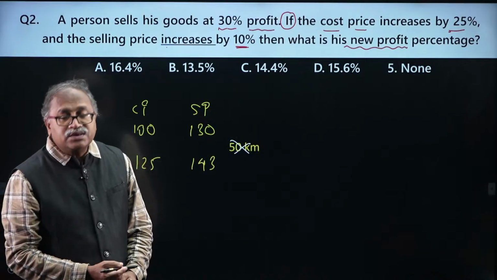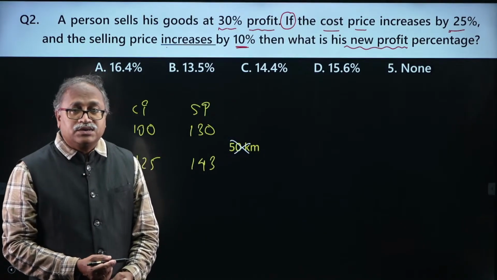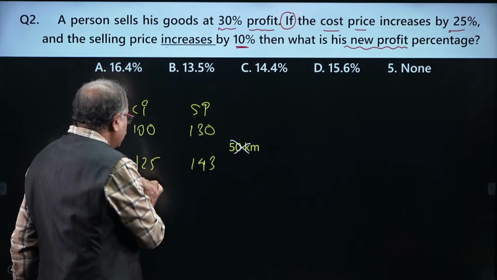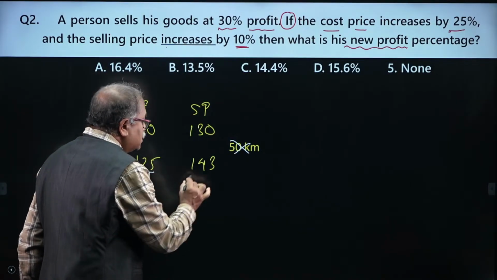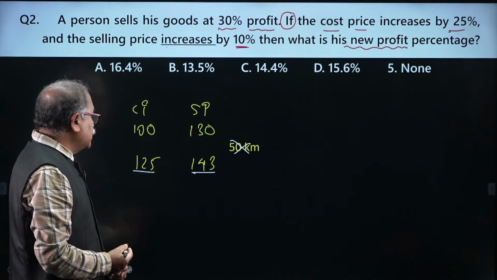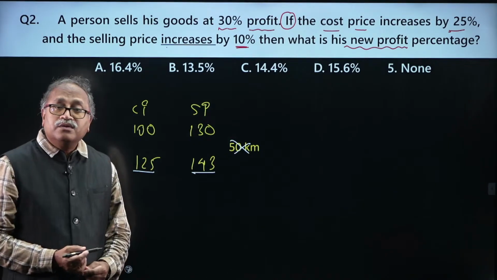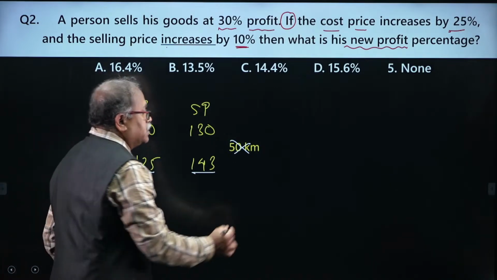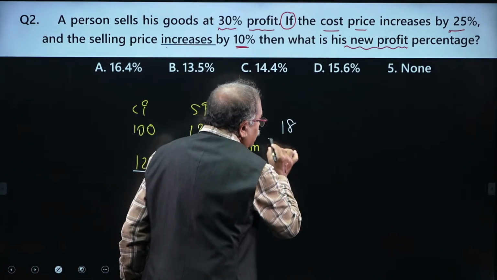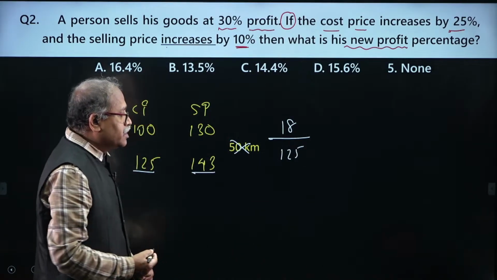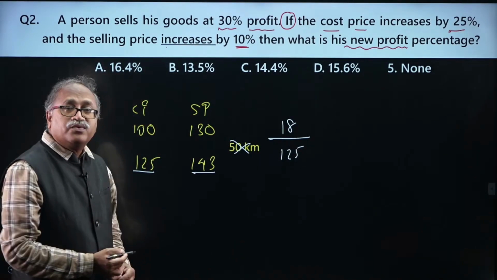If anyone can answer it, it is fine, or else I am answering this question. So, look at this one. This is your new CP, this is your new SP, and I can clearly notice that there is a profit of 18 over 125. What is your profit percentage? That means, in other words, 18 is what percentage of 125? Is that what we are talking of?